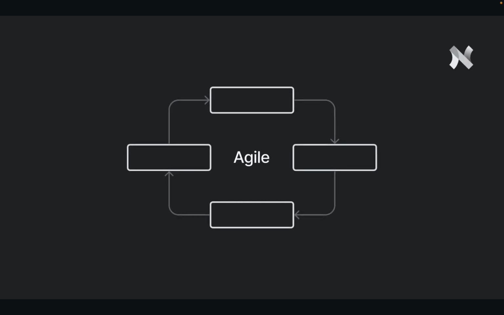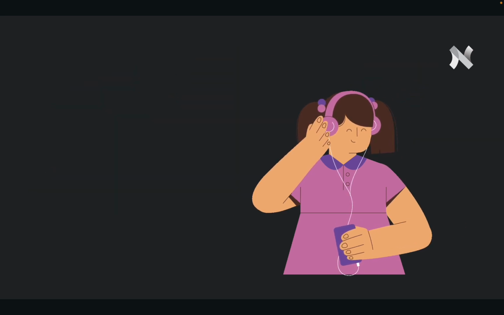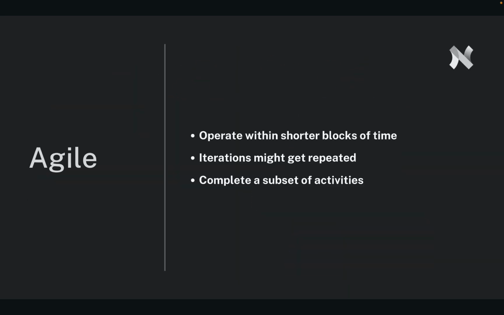Repeating. Yes, it's all about repeating project steps over and over again. Just like hitting repeat on your favorite song. We call this repetition iterations. Agile teams work in shorter fragments of time called iterations. Each time they tackle a chunk of tasks, sort of like mini projects within a big one. Individual iterations might be repeated depending on the feedback received.